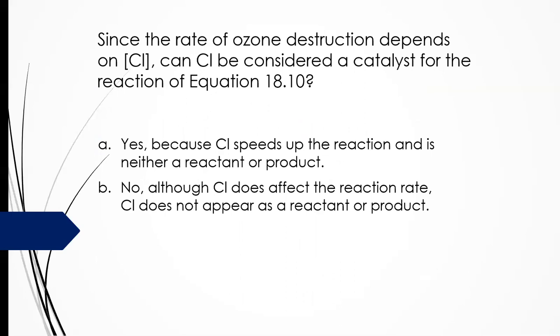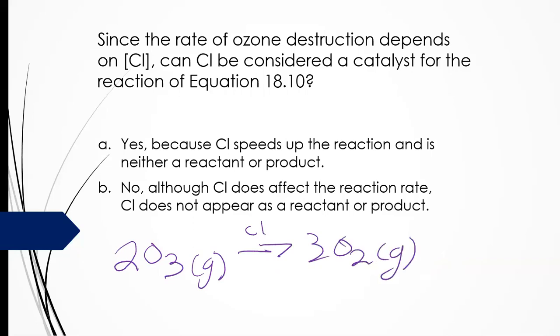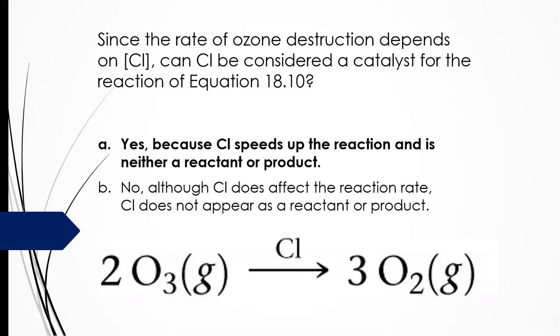And so since the rate of ozone destruction depends on Cl, can Cl be considered a catalyst for the reaction of equation 18.10? And so if you look at it, equation 18.10 looks like this. And so when we're comparing that, we want to think about, well, can it be considered a reactant or not, right? Now, because we input chlorine and we get it back out, it can't be considered a reactant, right? Even though it does impact our rate, it's not considered a reactant because it doesn't appear as a reactant or a product. So we can consider it a catalyst, and we can consider it to be a part of that process, even though it directly doesn't change.